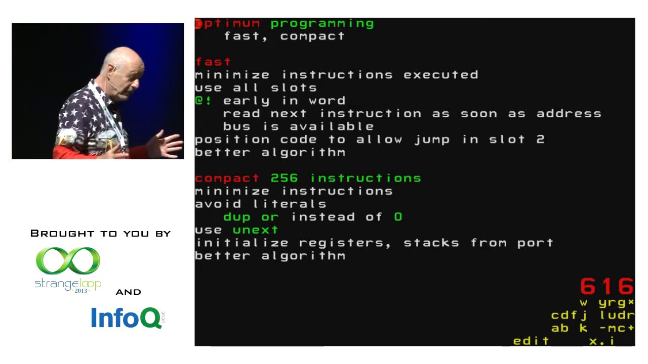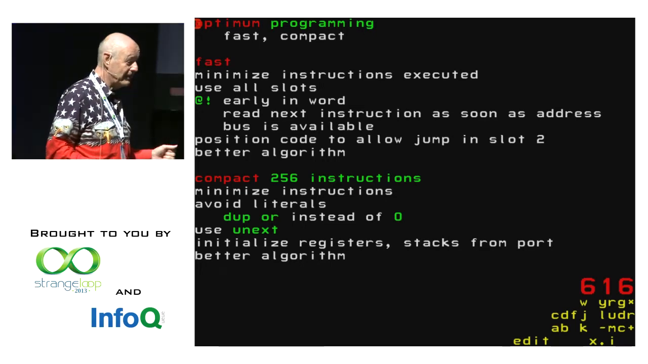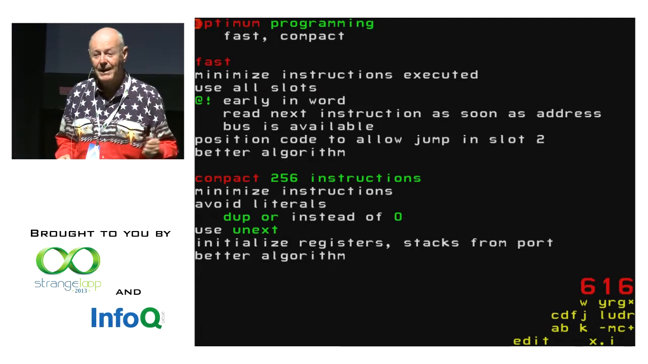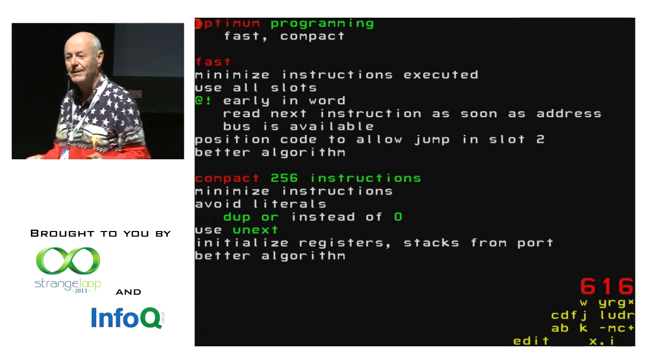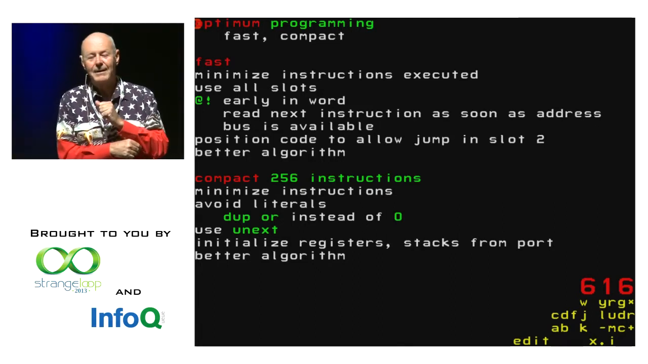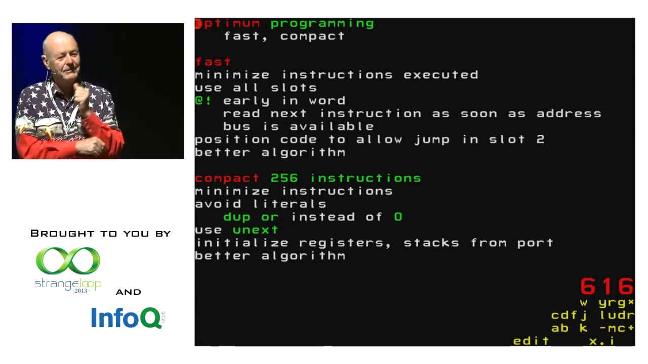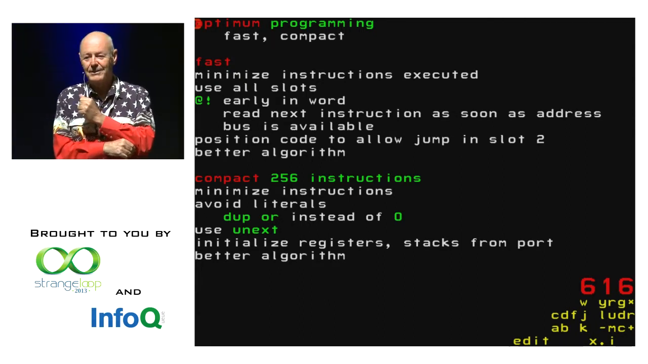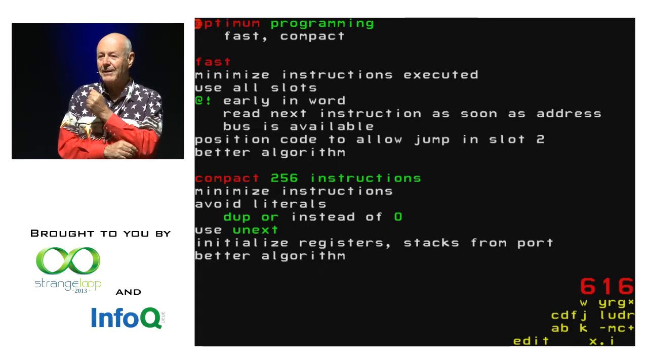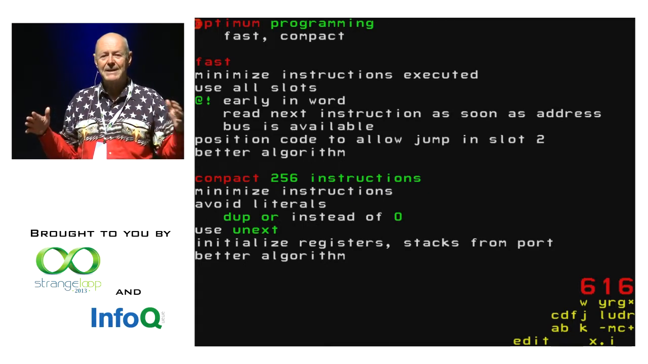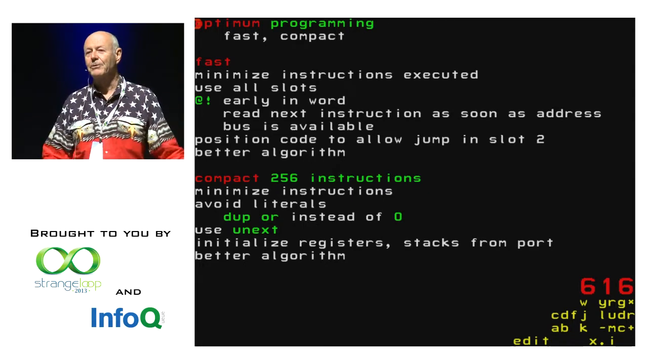But the best thing you can do, and actually the thing that is the most fun, is you come up with a better algorithm. Whatever you think you're doing, think about it and say, do I really have to do it this way? Is there a different way which might be better? Better in matching the constraints that the little computer puts upon you.